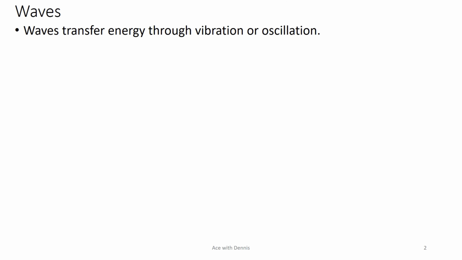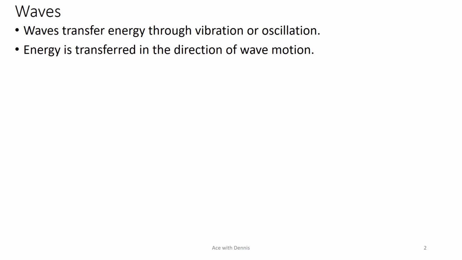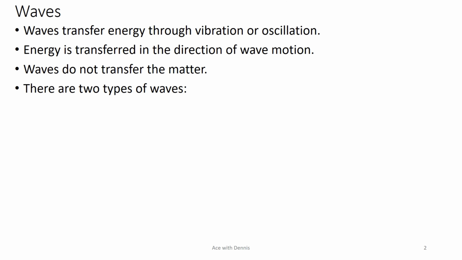Waves transfer energy through vibration or oscillation. Energy is transferred in the direction of wave motion. However, waves do not transfer matter. There are two types of waves: transverse waves and longitudinal waves.